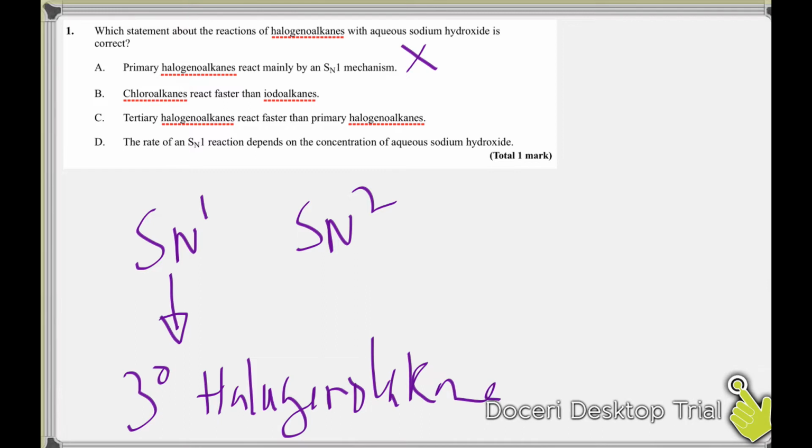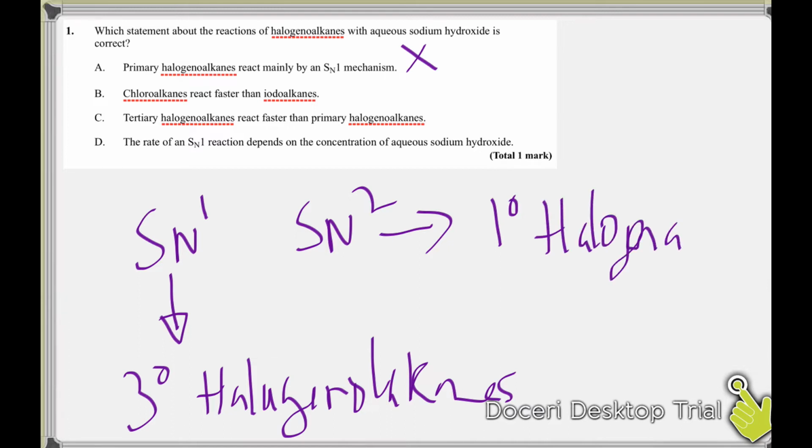And the SN2 mechanism was for the primary halogen alkanes. And so here, this is saying the primary is SN1, which is incorrect. The primary halogen alkanes undergo an SN2 reaction. But let's take a look at the mechanism. I think it would be useful to answer this question. So let's just take a look at that for a second.